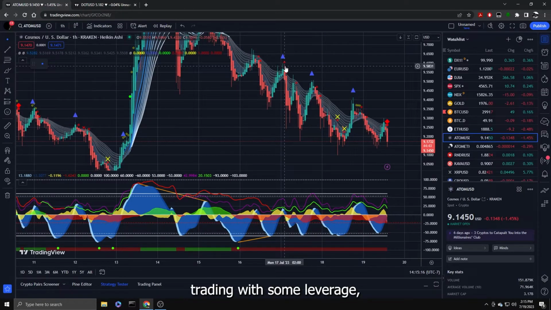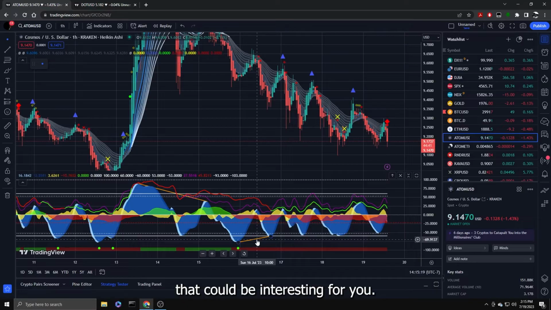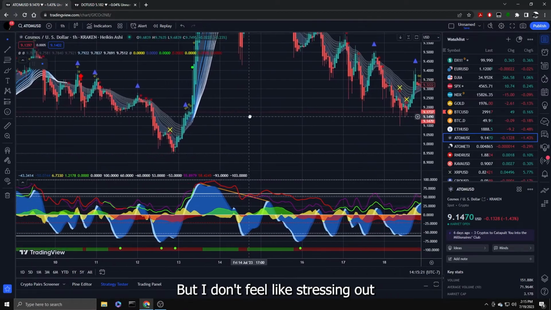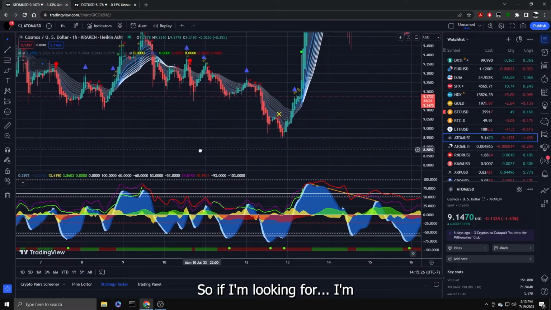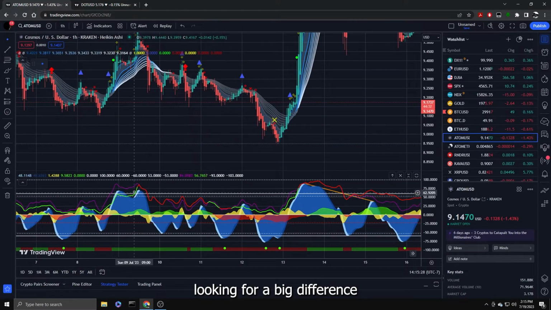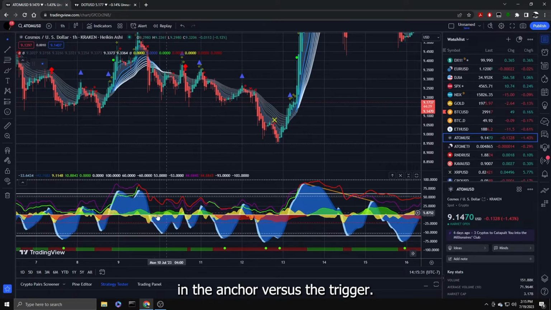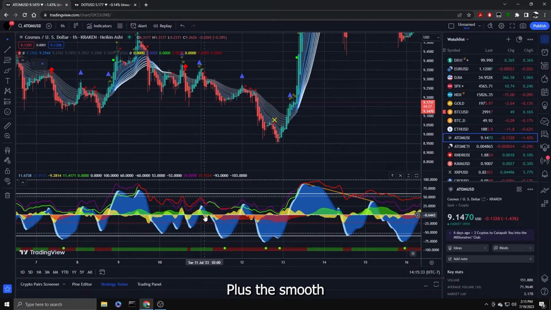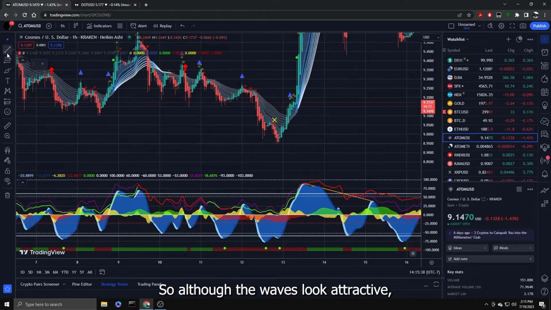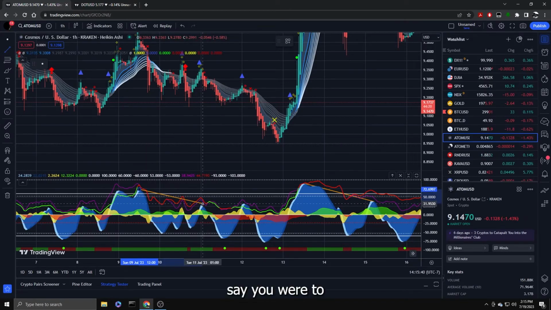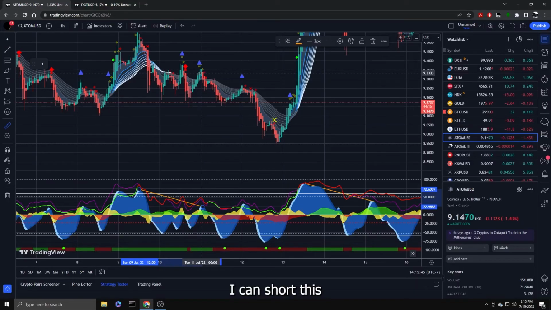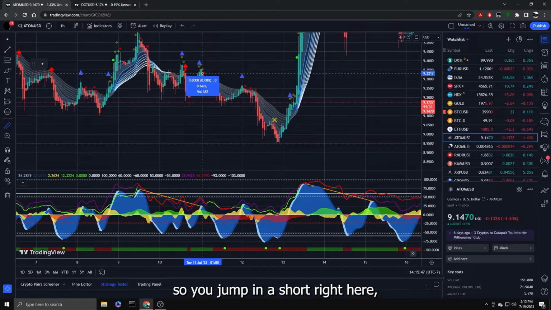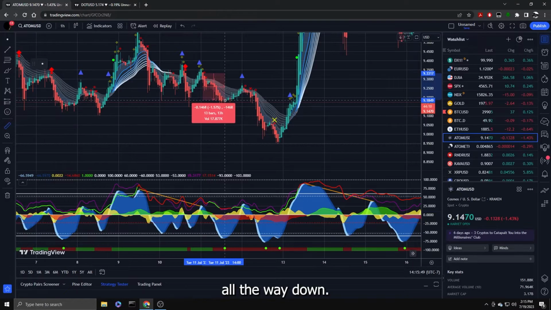So if you're doing scalp trading with some leverage, that could be interesting for you. But I don't feel like stressing out over 1,000 trades a day, to be honest. So if I'm looking for a big difference in the anchor versus the trigger, plus the smooth money flow, which this is not. So although the waves look attractive, let's say you were to do this, you see this move right here, and you go, oh, I can short this. So you jump into short right here, and you ride that momentum all the way down.